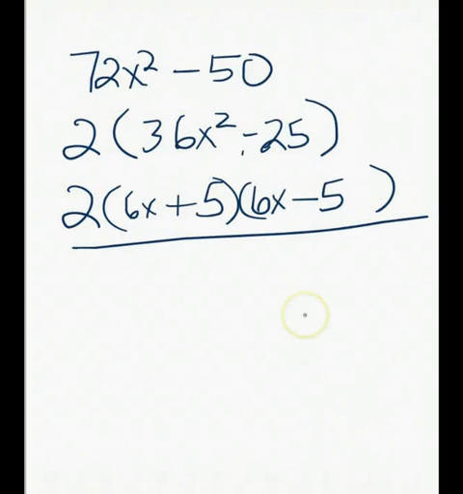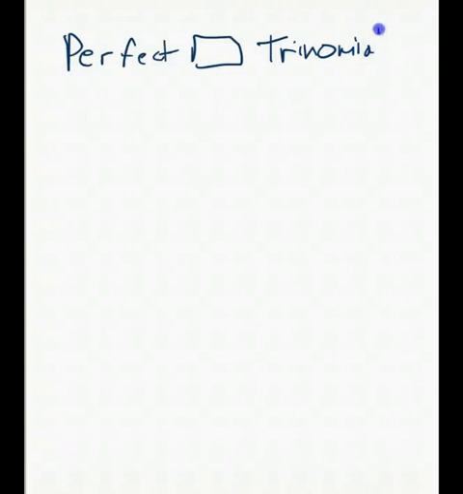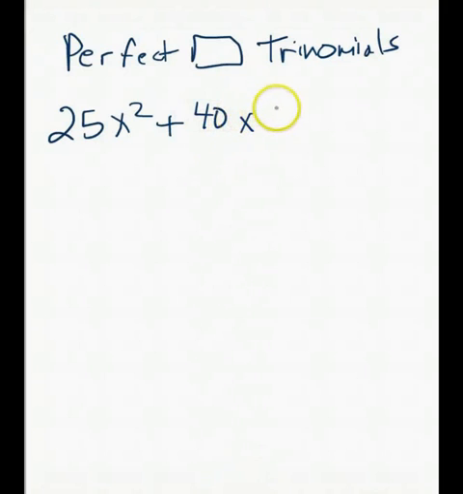So there's not too much to it. Another thing you need to know about is perfect square trinomials. Again, these will be 3 terms. You're going to see things like 25x squared plus 40x plus 16. Do these have any GCF? 25, 40, and 16? Nope.